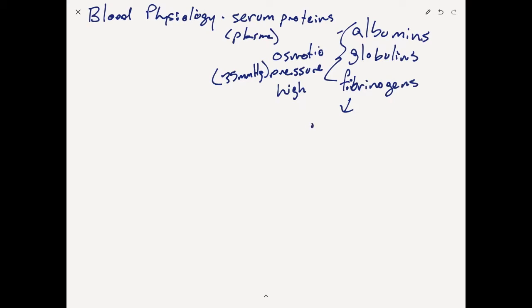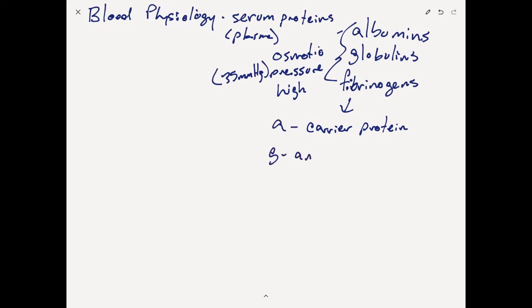Albumins include carrier proteins, so all of those things that allow steroids to flow in the blood, all of those things that protect protein hormones from degradation are albumins.